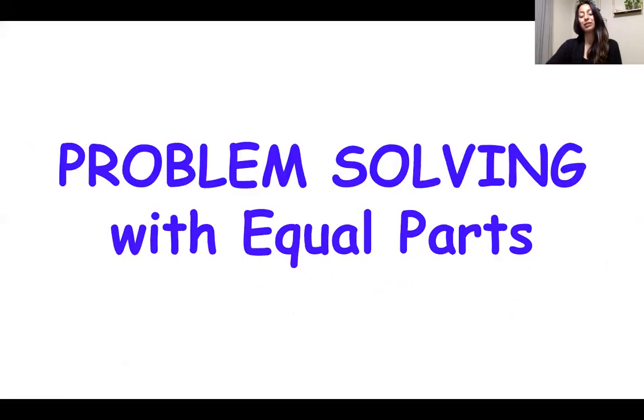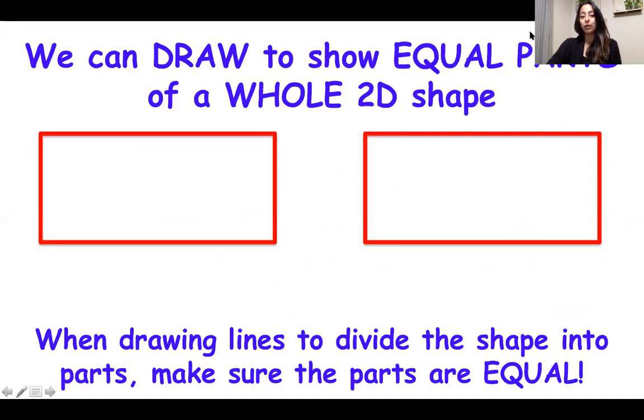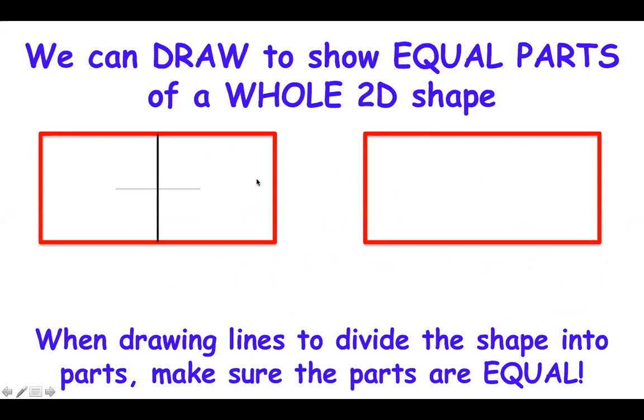So of course, as always, we'll start with a review. We know that we can draw to show equal parts of a whole two-dimensional shape. We draw lines inside of the shape and make sure that each part that we make is the same size and the same shape, or that it's equal. The parts have to be equal when we're dividing a whole 2D shape.